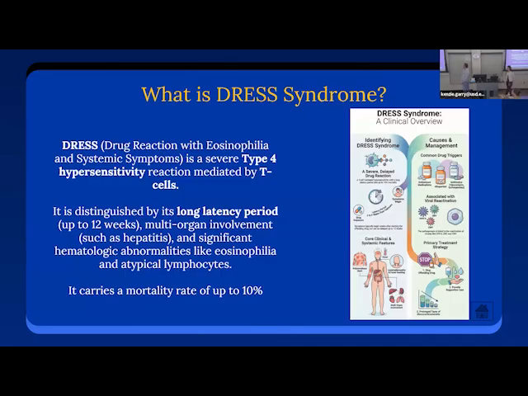It's a severe type 4 hypersensitivity reaction mediated by T cells, and it's distinguished by long latency. So a patient will take a medication maybe 4 weeks before, and then they will have this reaction. So we always keep in mind to ask, what did you take recently? But we should also ask, what did you start last month or something? So it's important to differentiate that.